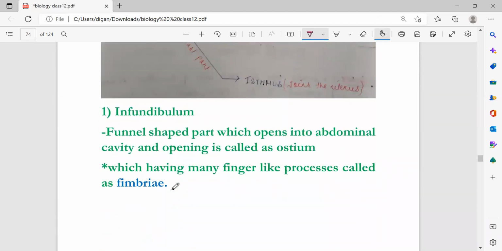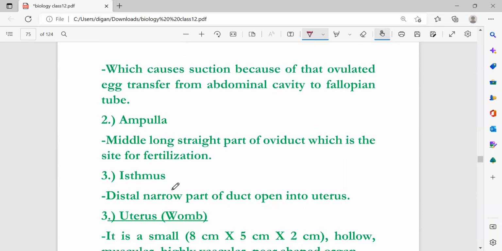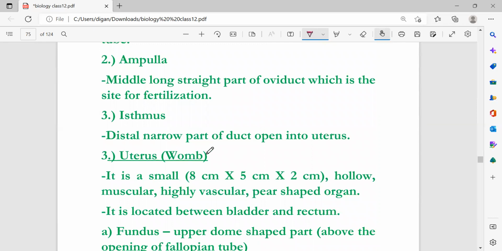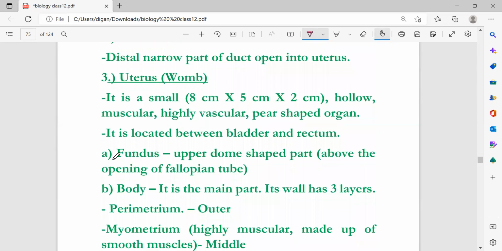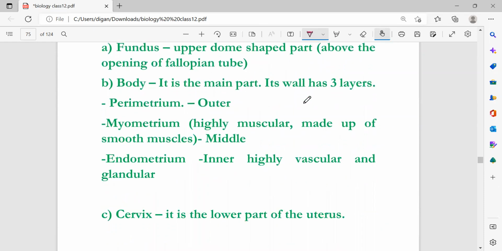So, these are the explanation of the fallopian tube. I have already told you about the ampulla, isthmus, and uterus or womb. The size of the uterus is very important: 8 centimeter into 5 centimeter into 2 centimeter, and it is located between the bladder and the rectum. And these are the explanation.